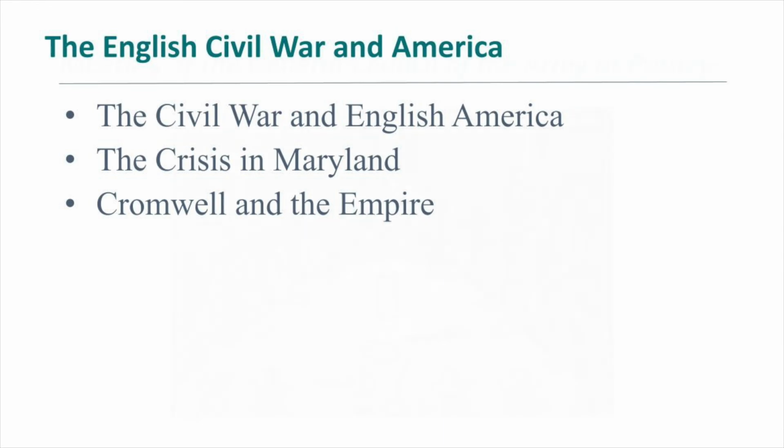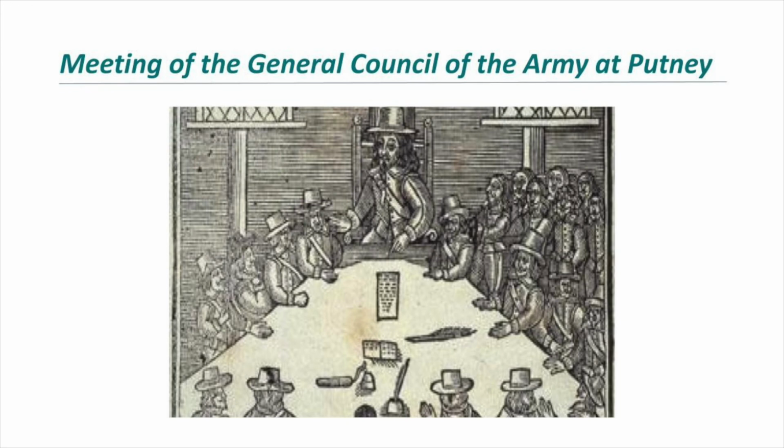Now, just to wrap up here, this is a scene in England, but it's important for America too. This is a meeting of the General Council of the Army at Putney, scene of a debate in 1647 over liberty and democracy between the Levelers and the more conservative Army officers. Levelers on your right there, and the Army officers on the left.